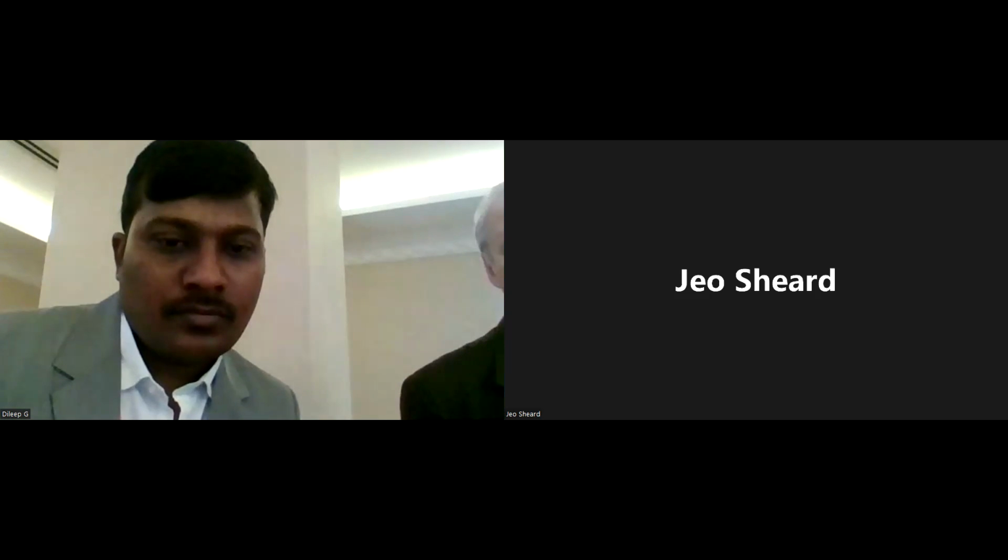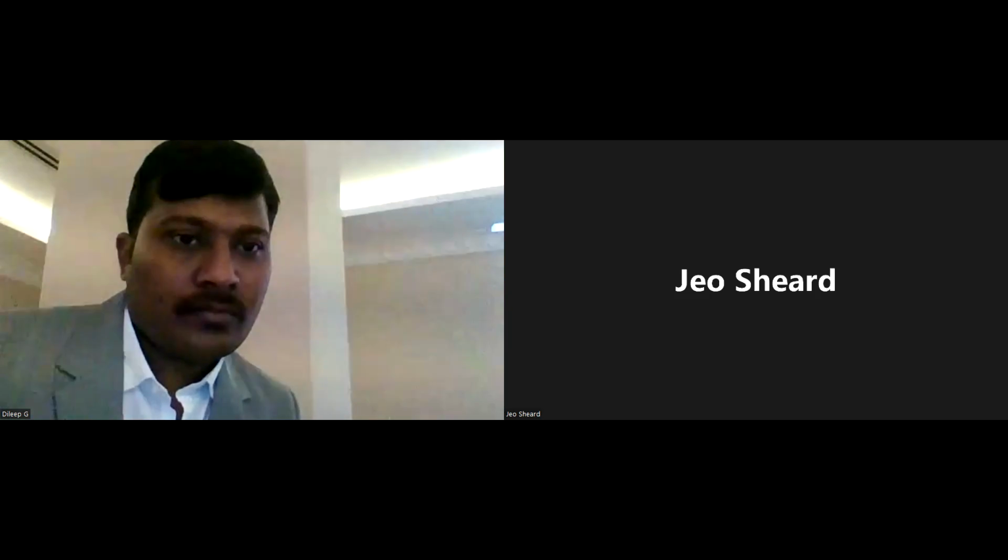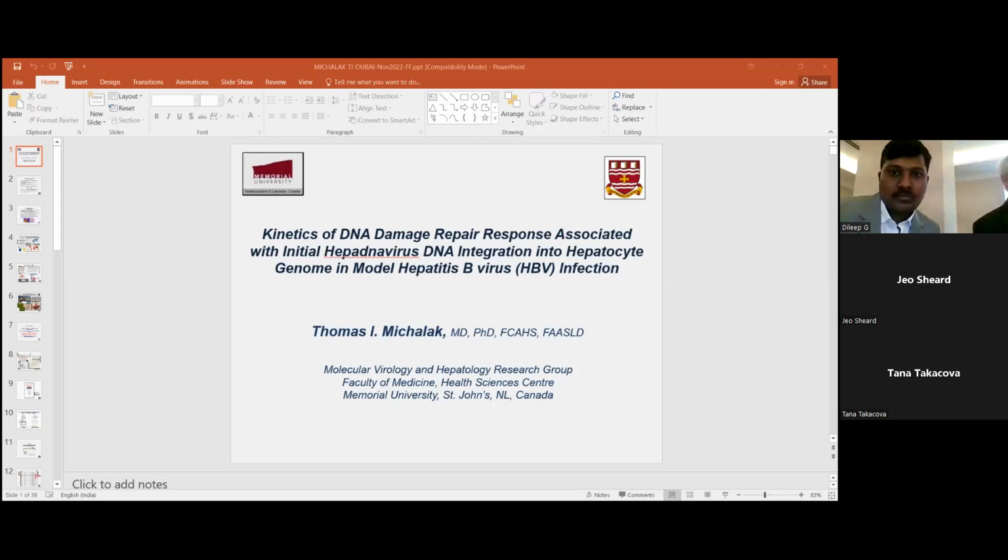which you maybe have not heard about, the so-called woodchuck model of hepatitis B infection, which is also an excellent model of human hepatocellular carcinoma.